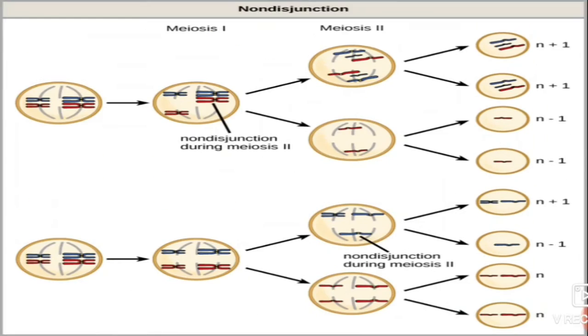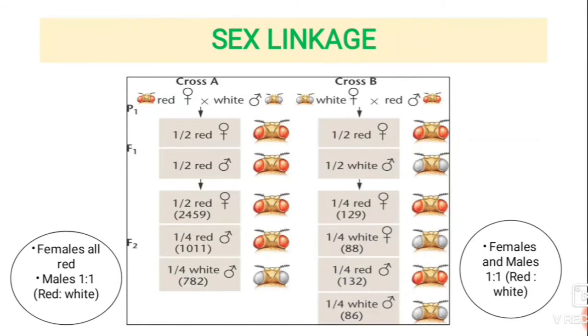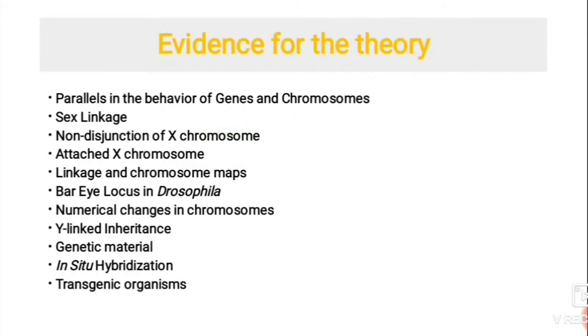Next is the attached X chromosome. In 1922, L.V. Morgan discovered a female fly which regularly produced unusual transmission of a sex-linked gene, yellow body color. She concluded that the two X chromosomes of this fly were attached to each other. Cytological analysis of the progeny confirmed this expectation. This further supported the conclusion that the sex-linked genes of Drosophila are located on the X chromosome.